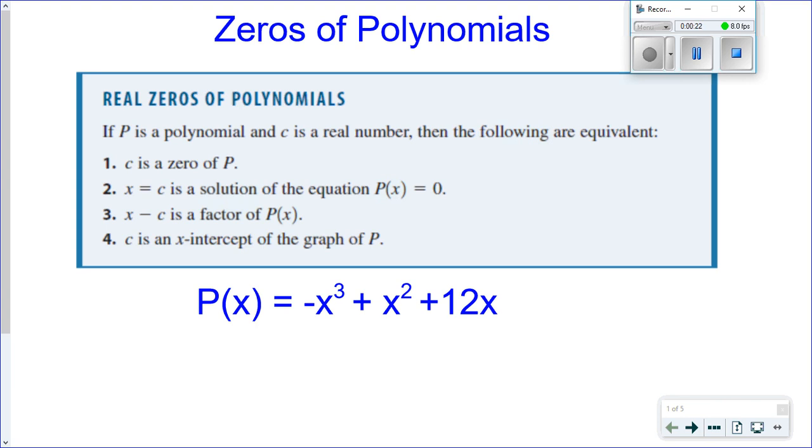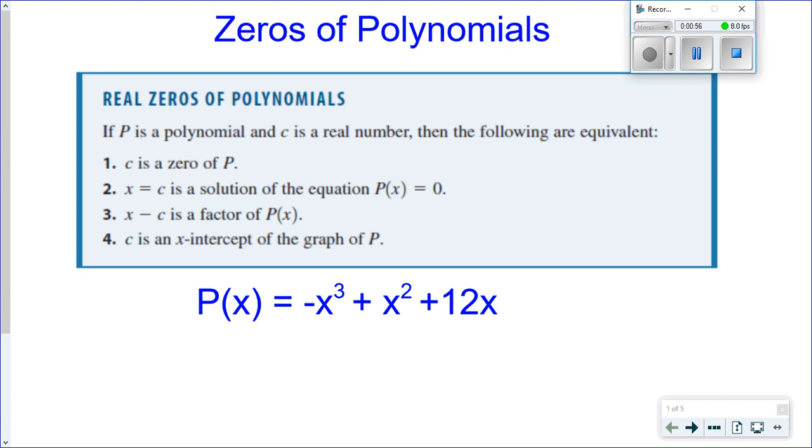Okay, now, the zeros of polynomials. For instance, if c is a real number and p is a polynomial, then the following statements are equivalent. We could say that c is a zero of the polynomial. We could say x equals c is a solution of the equation p of x equals 0. We could say x minus c is a factor of the polynomial, or we could say c is an x-intercept of the graph of the polynomial.